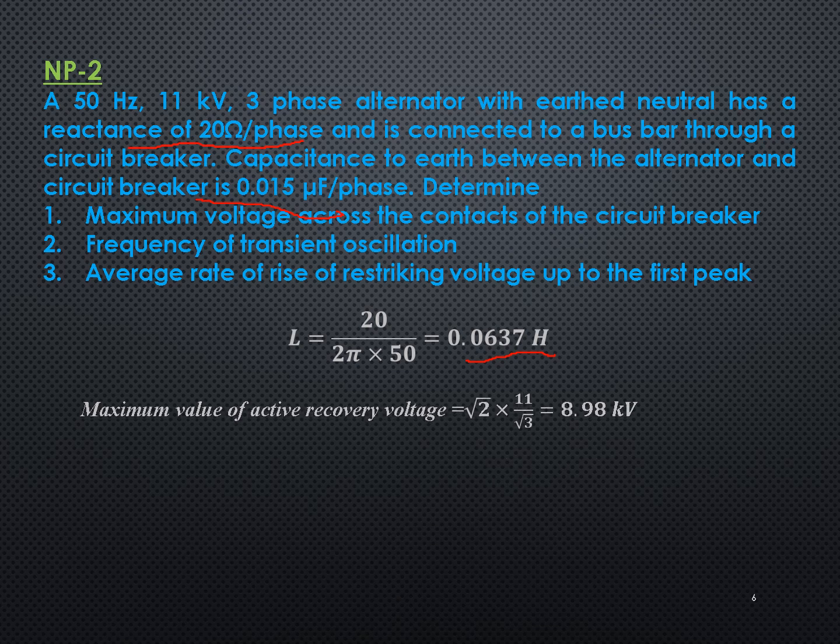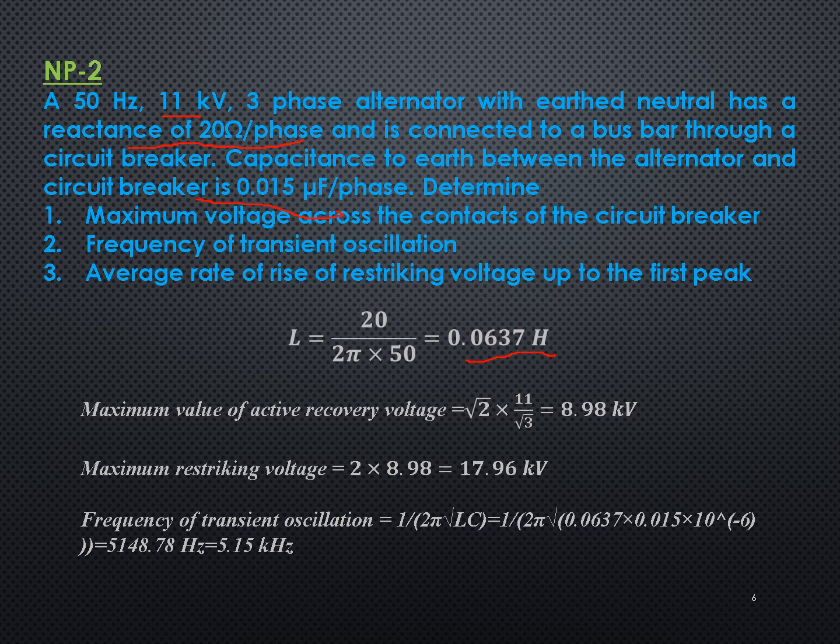Now we have to find the maximum value of active recovery voltage. Line voltage is given as 11 kV. So the maximum value of active recovery voltage is 11 by root 3 into root 2, which equals 8.98 kV. Now, what is the maximum restriking voltage? From the previous discussions, we know that the maximum restriking voltage equals twice the maximum value of active recovery voltage. So this is 2 into 8.98, that is 17.96 kV.